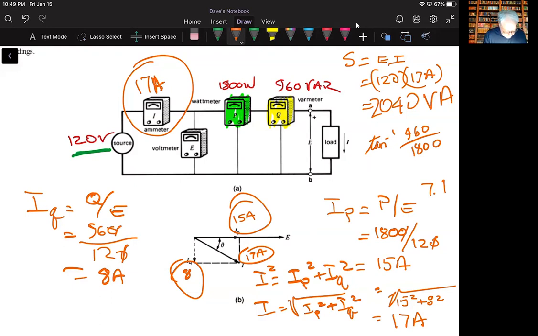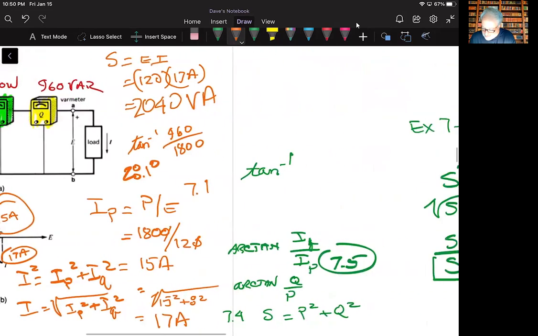First, I would cut my calculator on. 960 divided by 1800. And I get a value, which is 0.5333, repeating. And then I go inverse tangent of the answer, and I get 28.07, or he rounds it to 28.1 degrees would be that angle there. Okay. Now, did we finish that problem? We did.